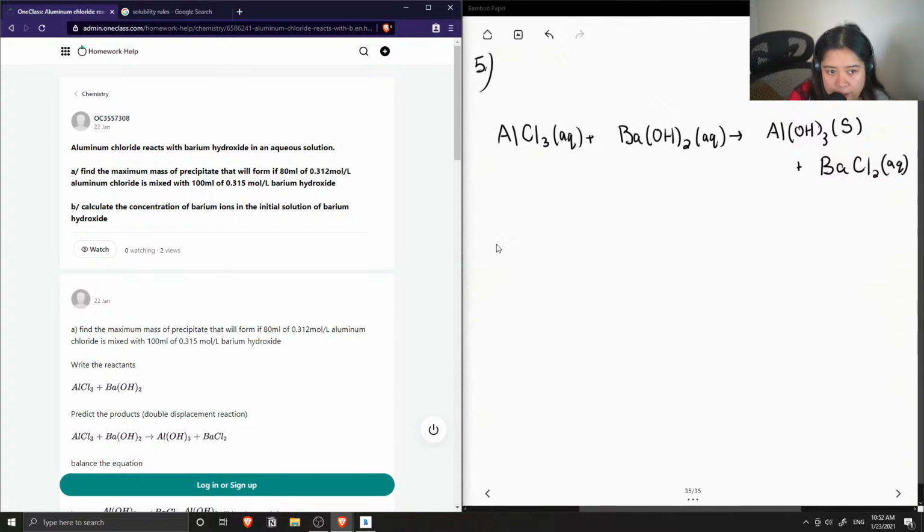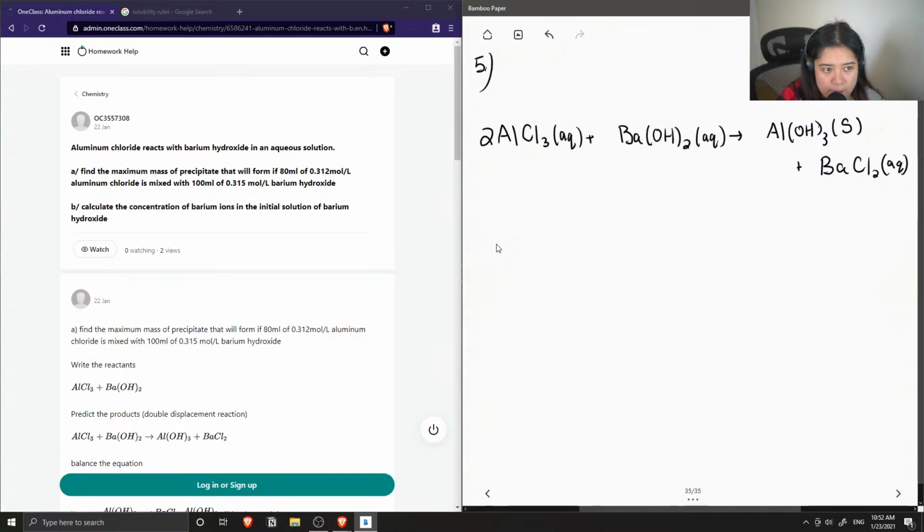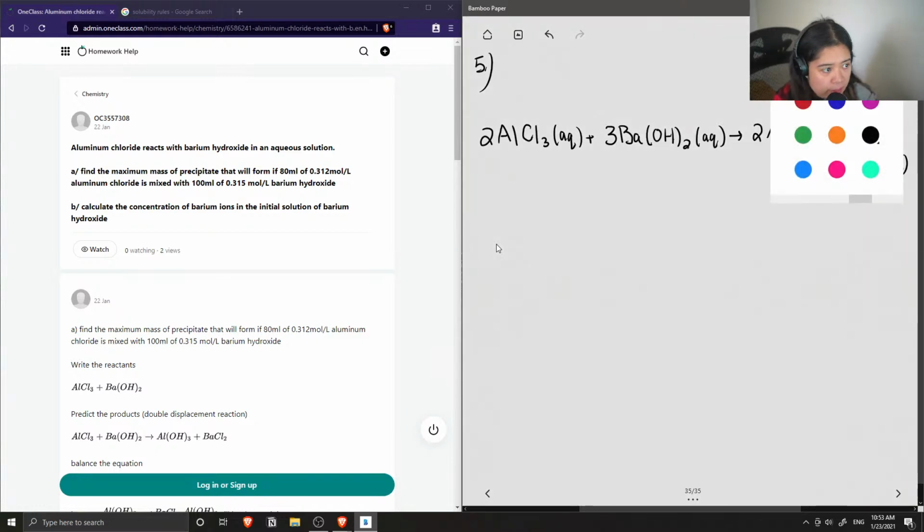So to make sure everything is balanced, we just need to put on the opposite subscripts as our coefficients. So for example, we need to put a 2 in front of the aluminum chloride and 3 in front of the barium chloride. And we need to put a 3 in front of the barium hydroxide and a 2 in front of the aluminum hydroxide. So now if we look at all of our compounds, everything should be properly balanced. Okay, so now we can actually start our question.